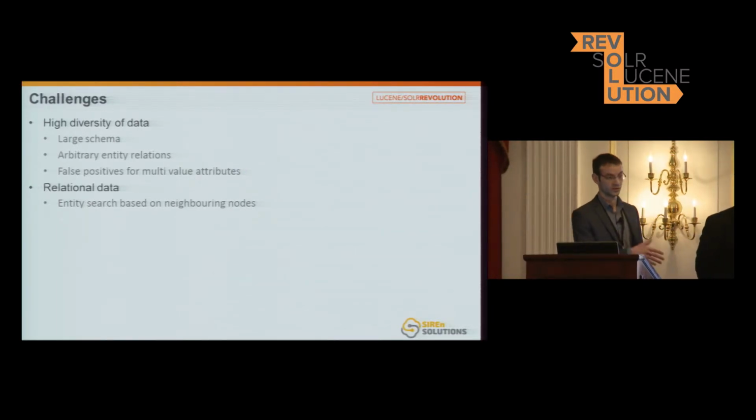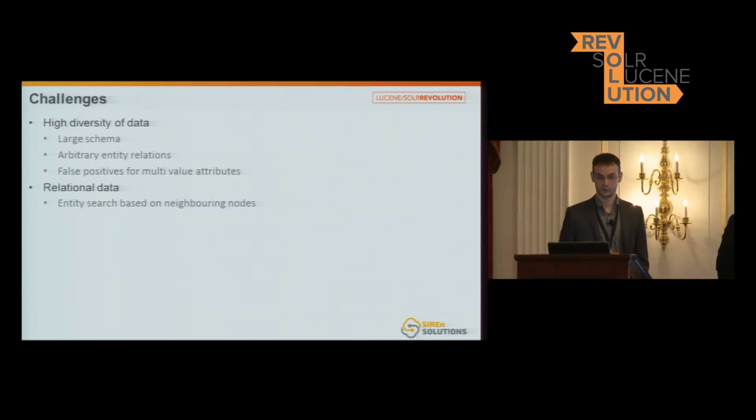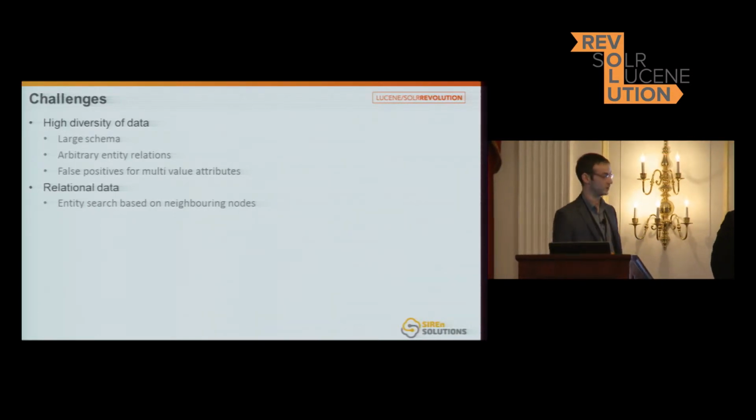And also, we want to search relational data. So we want to search an entity based on information from the entities related to it. For example, we want to search a film based on a certain attribute of the actor or the character of this movie.